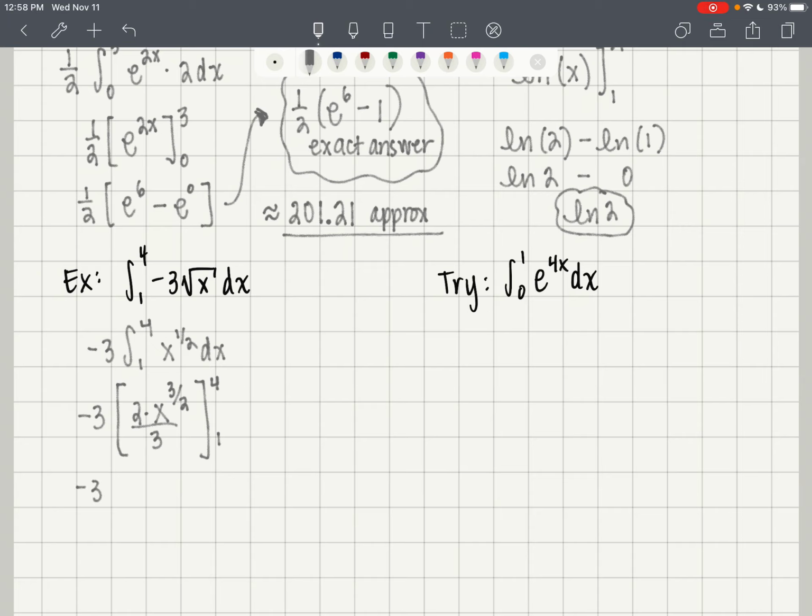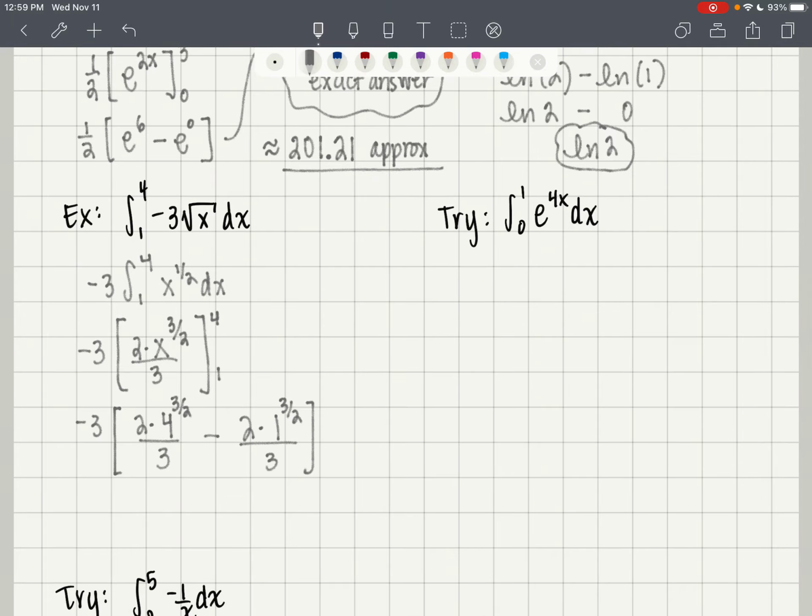So we will have -3 times, we put a 4 in, the square root of 4. Let me show my work. 4 to the 3/2 divided by 3 minus 2 times 1 to the 3/2 divided by 3. This 4 to the 3/2, the square root of 4 is 2, 2 cubed is 8. So we're going to have 2 times 8 is 16. So -3 times 16 thirds minus 2/3 is going to equal -3 times 14 thirds, which is -14.